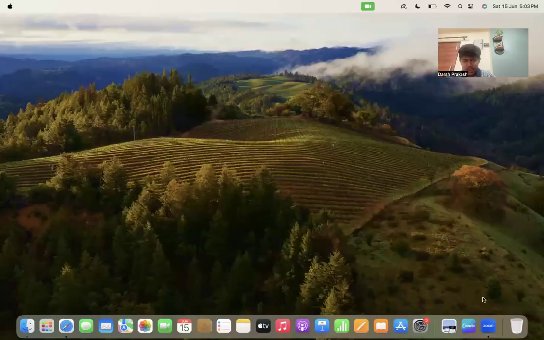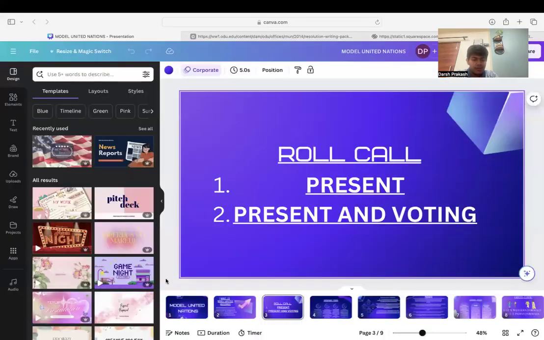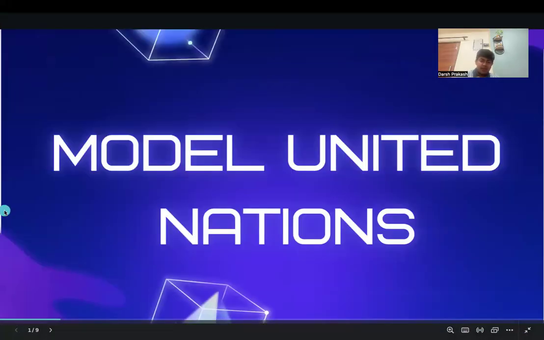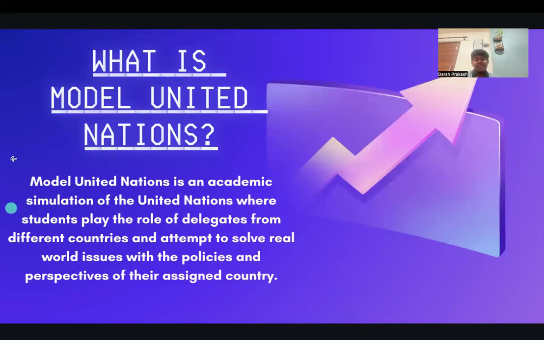So, I'll share my screen and I believe by now it would be visible. Let's start from the beginning now, right? So this is the first slide. I forgot to write affirmative here, but no worries, we'll work upon it. And now the second slide is what is Model United Nations?